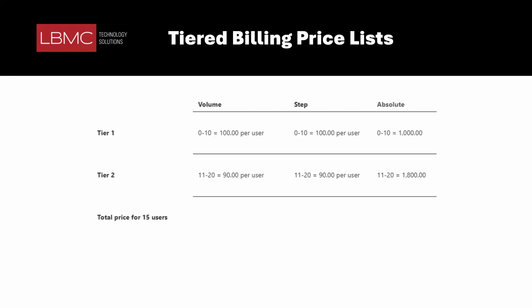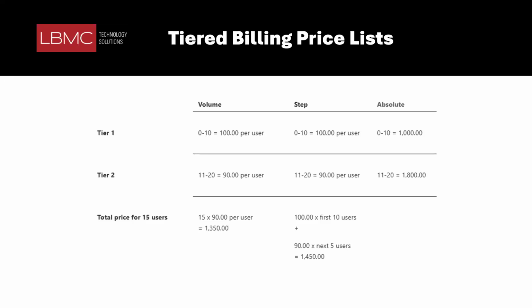So, what does that look like if we are going to be billing for 15 users? I love this visual because it really does show you how the little nuances of how you choose to set this up affect what you invoice. So, with volume, because 15 falls within tier 2, all 15 of my users are going to be $90 per user. And so we're going to invoice 1,350.